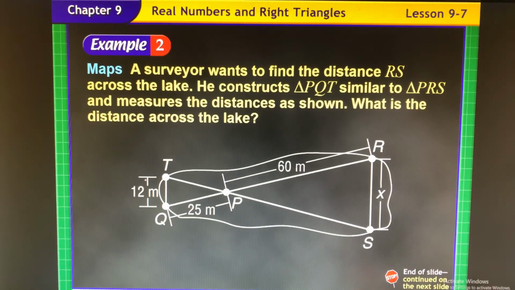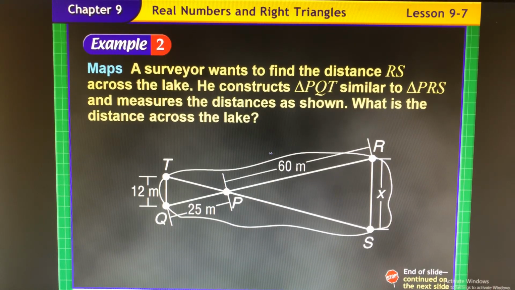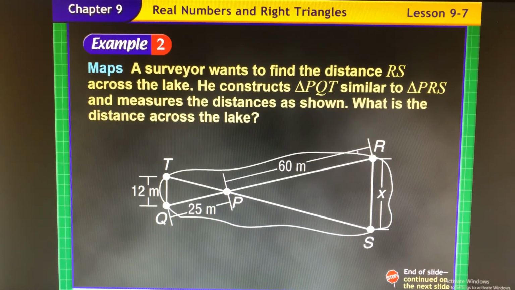So in this case, a surveyor wants to find the distance RS. So find RS right here. This funny line right here is the lake, and they're trying to measure the distance across the lake. Because it doesn't make sense that the boat starts on one side of the lake's edge and hands the guy the measuring tape and says, go ahead, drive to the other side. Let's see how long this lake is. That's not how they do it.